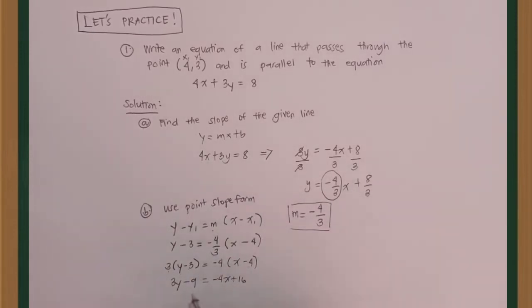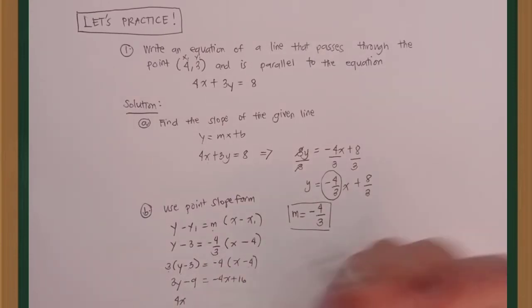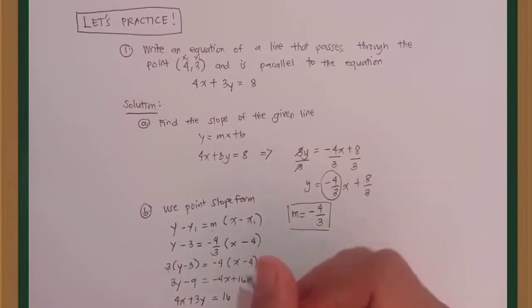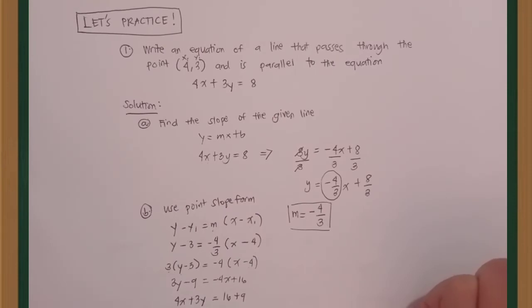Okay, after this, we transform it into its standard form. This equation, we convert into its standard form. So it becomes, the negative 4x we transpose to the right side. So it becomes 4x, the 3y stays, plus 3y, equals 16. The negative 9 we transpose to the right side. It becomes positive 9. Got it.